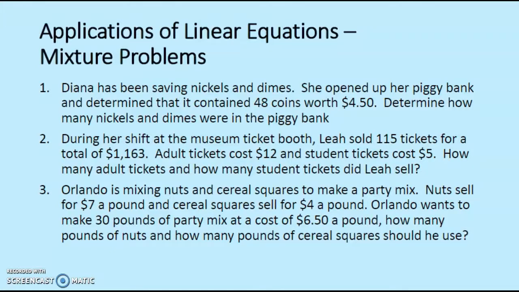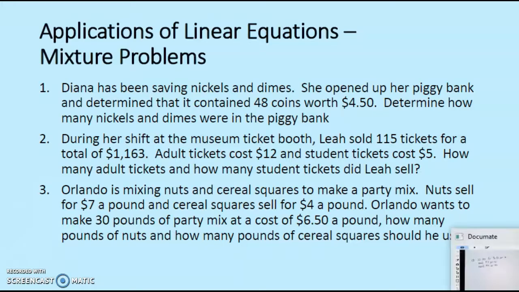In this video, we'll look at our third mixture problem. So here, Orlando is mixing nuts and cereal squares to make a party mix. Nuts sell for $7 a pound and cereal squares sell for $4 a pound. Orlando wants to make 30 pounds of party mix at a cost of $6.50 a pound. How many pounds of nuts and how many pounds of cereal squares should he use?